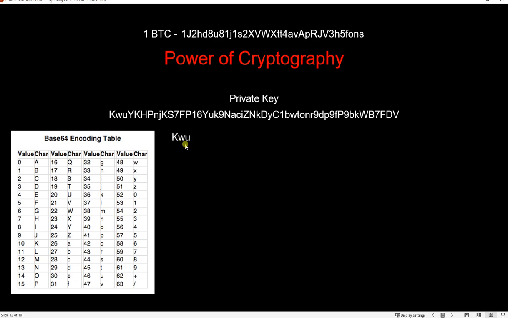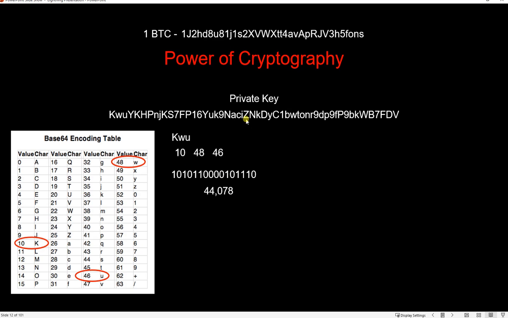So if we were to take something like KWU, it'd be really straightforward. K is 10, W is 48, and U is 46. Then we convert those numbers to binary, put all those binary numbers together, and we get a really big number. Just with 3 letters, we get the number 44,078. If we continue this with every single letter and slam them all together, we get 256 ones and zeros, and we end up with what I showed you in the previous slide: 100,000 trillion, trillion, trillion, trillion, a really, really big number.